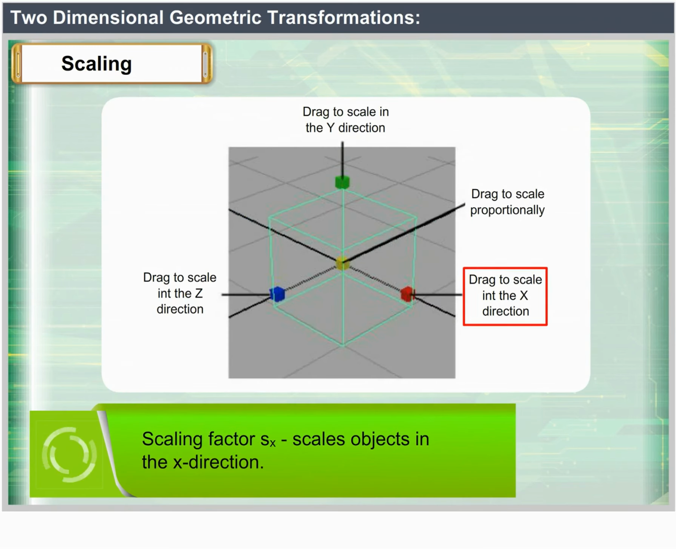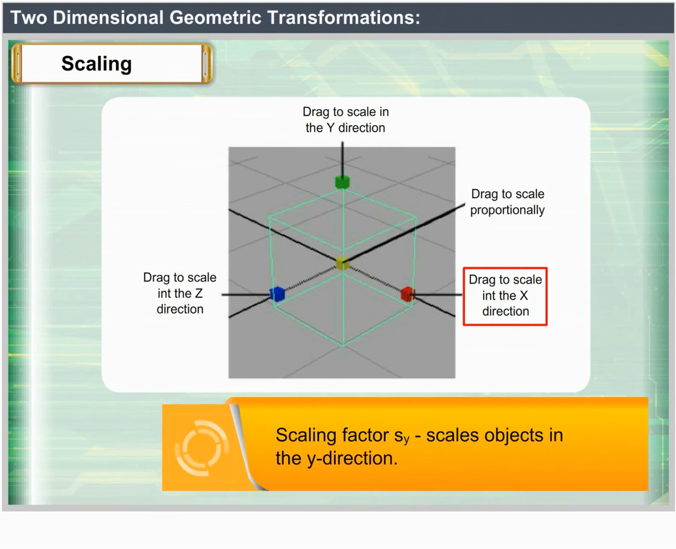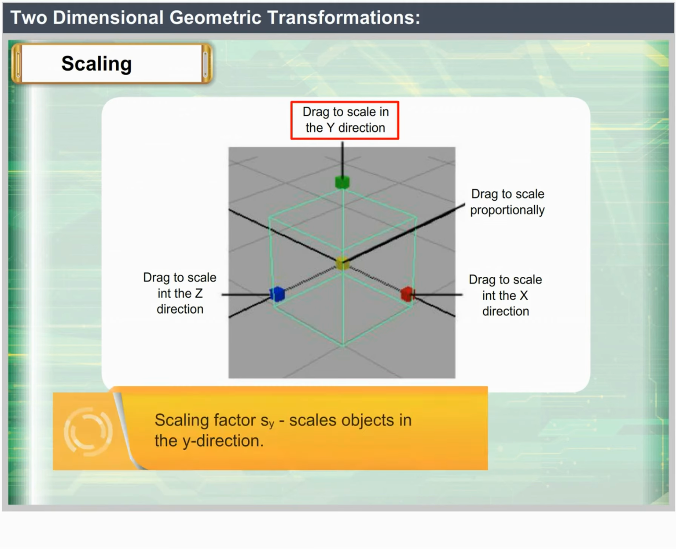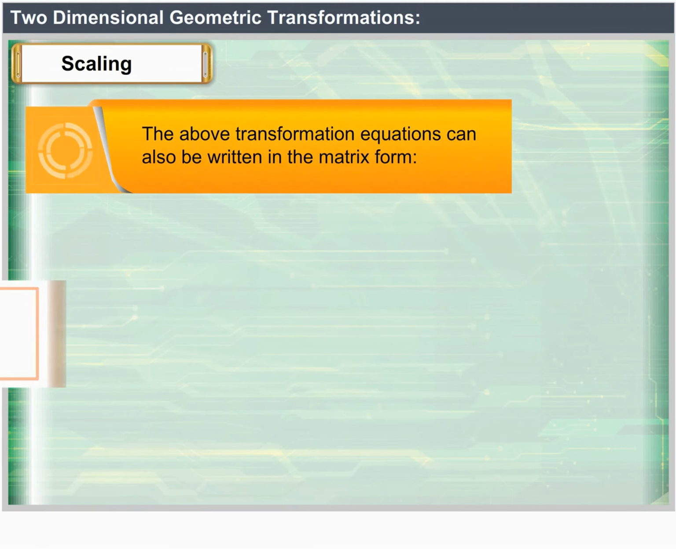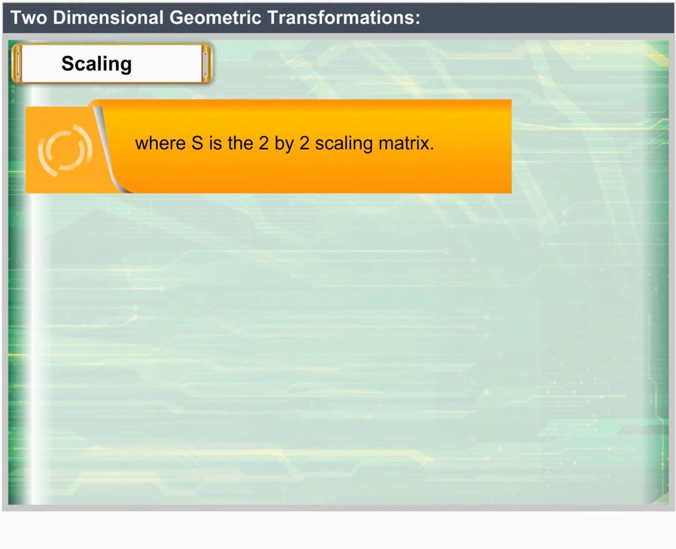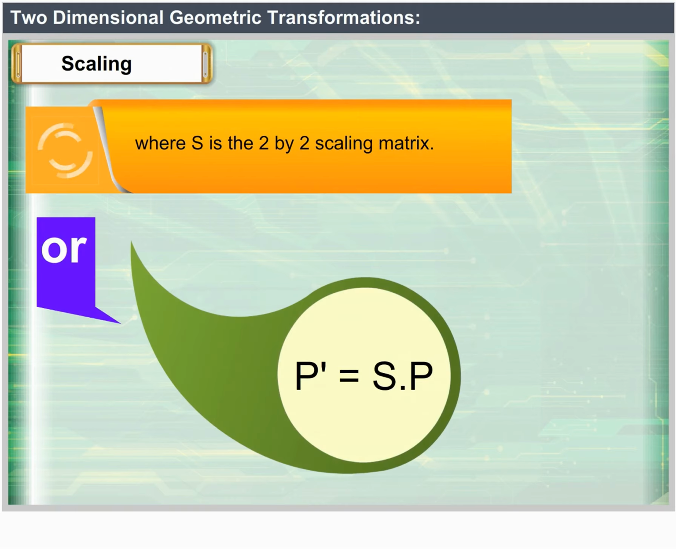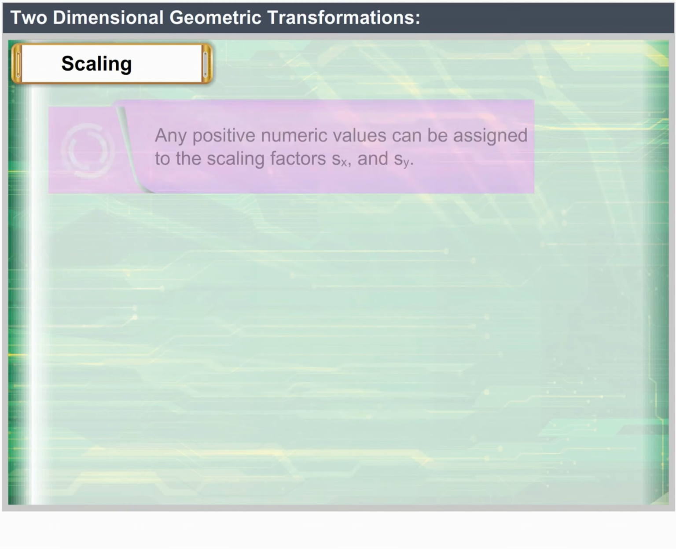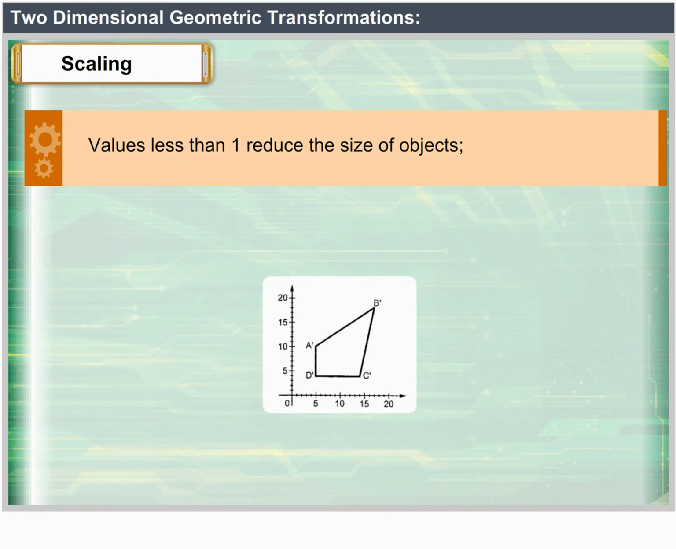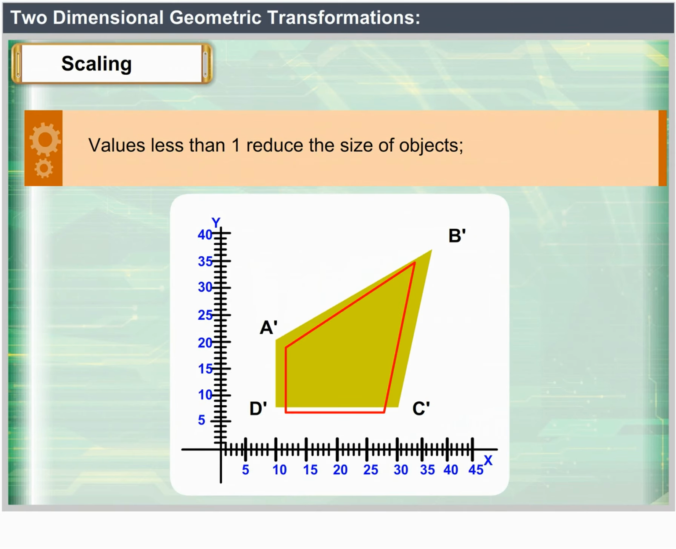The above transformation equations can also be written in the matrix form as shown on screen, where S is the 2 by 2 scaling matrix, or P' equals S and P. Any positive numeric values can be assigned to the scaling factors sx and sy. Values less than 1 reduce the size of objects. Values greater than 1 produce an enlargement. Specifying a value of 1 for both sx and sy leaves the size of objects unchanged.